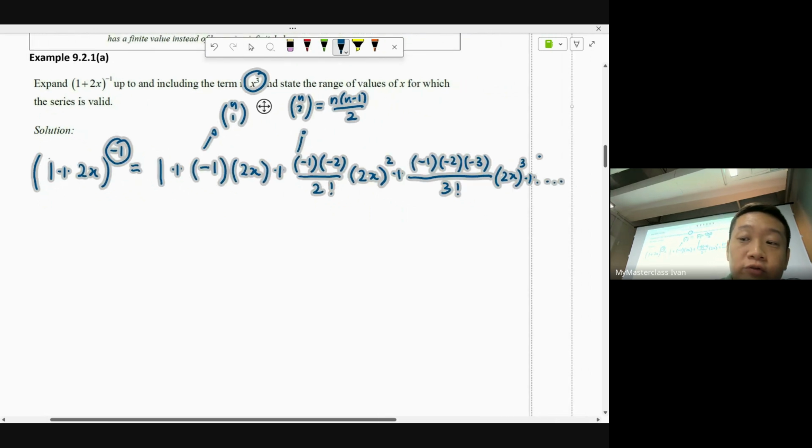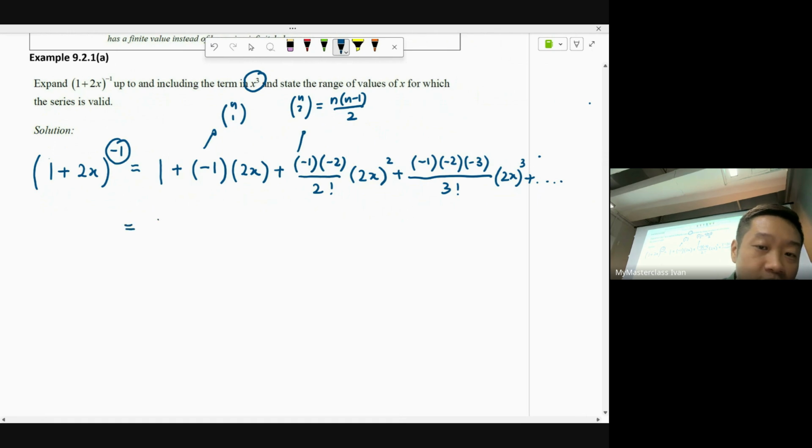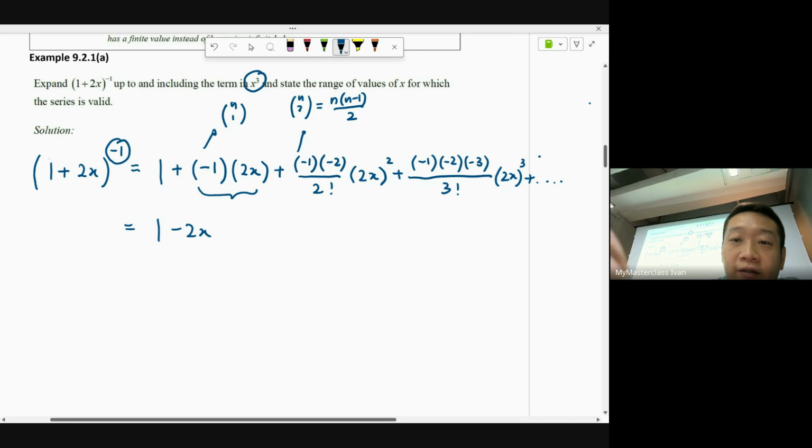Okay, so now use your calculator. So this is equals to 1. This will become what? Negative 2x. The thing about this is actually to tell you whether the thing is positive or negative. So in this case, is this positive or negative? Positive. So this is plus 4x squared.